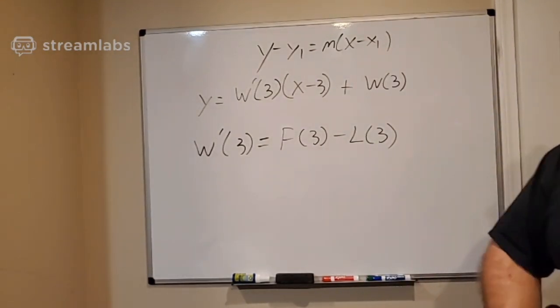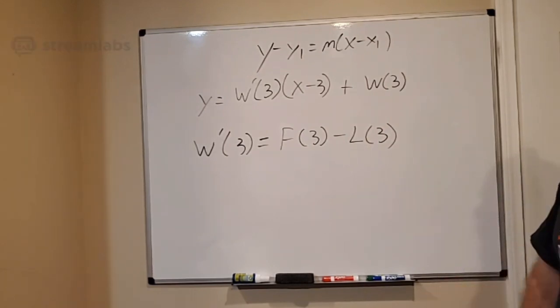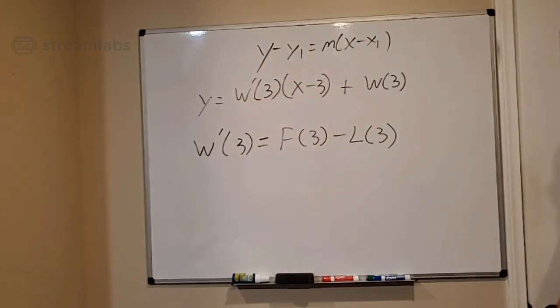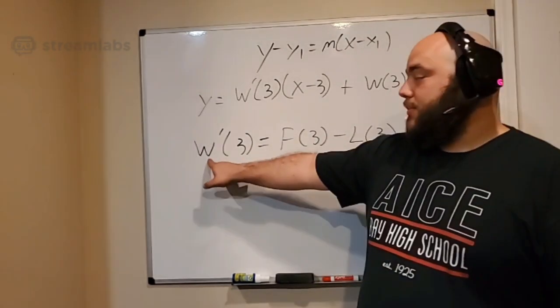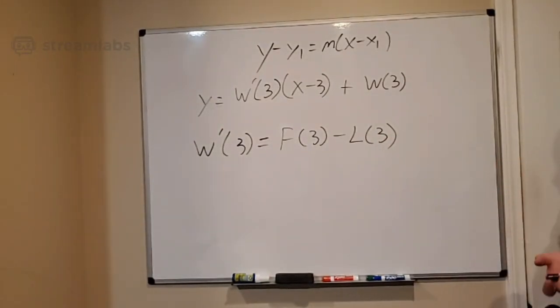How do you know that W prime of 3 equals F of 3 minus L of 3? Because W prime, as we just talked about, represents the rate at which the water is changing in the tub. So it could be filling up or it could be draining, depending on how much water is coming in and how much water is leaving. So the F of 3 and the L of 3.